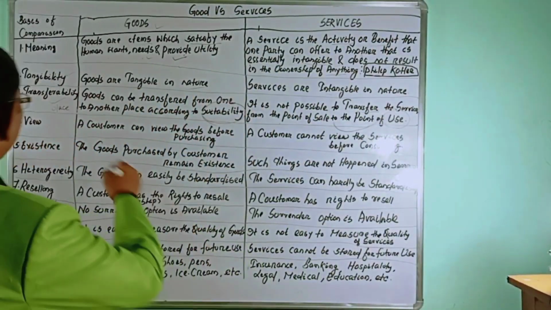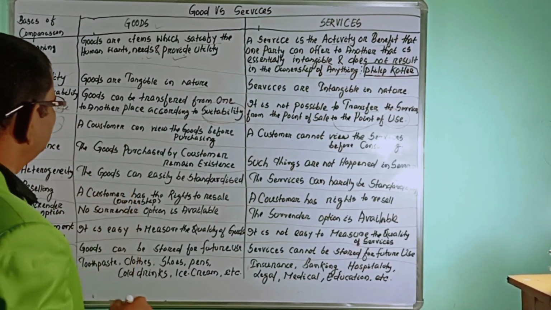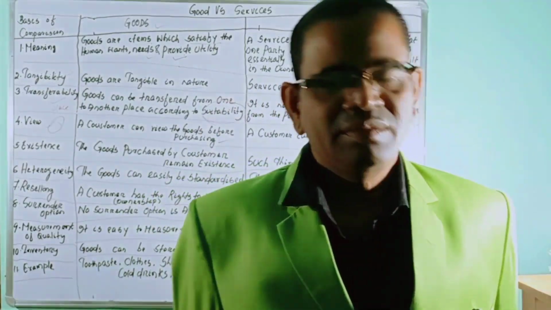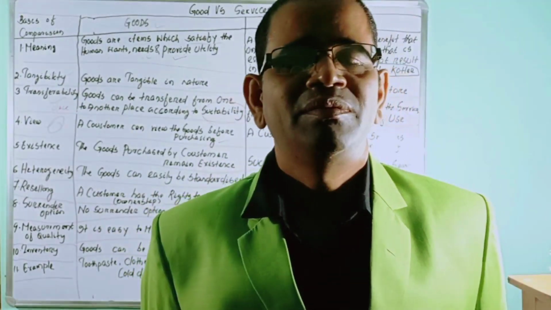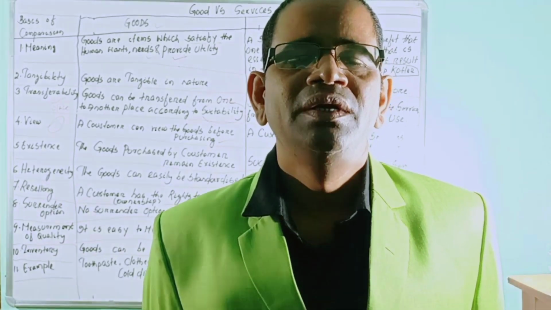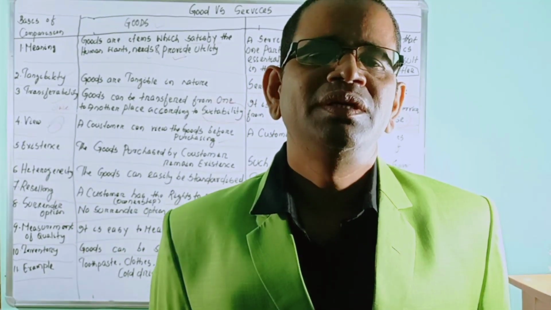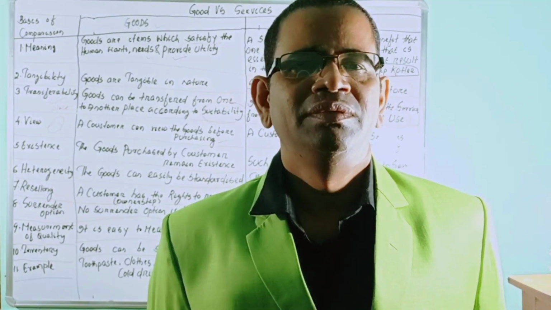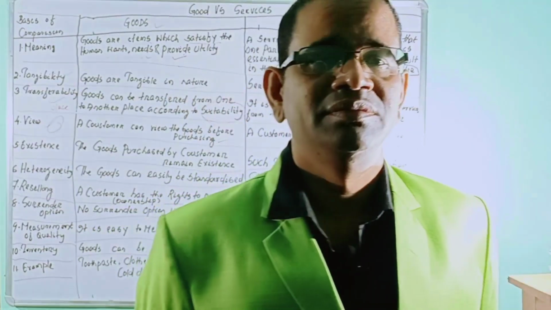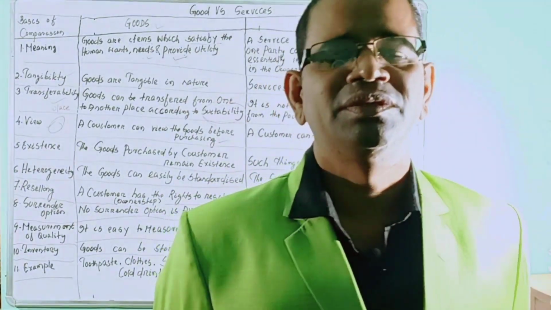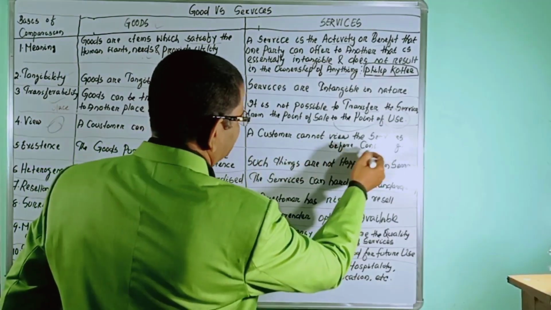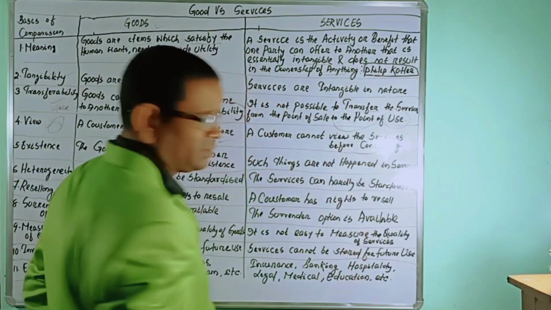So the next one is view. View means the customer can view the goods before purchasing. In a regular interval or daily, we are purchasing goods, and before purchasing we can view whether the goods are in perfect condition or not. But in the case of services, a customer cannot view the services before consuming.